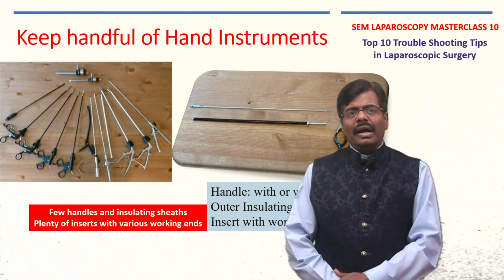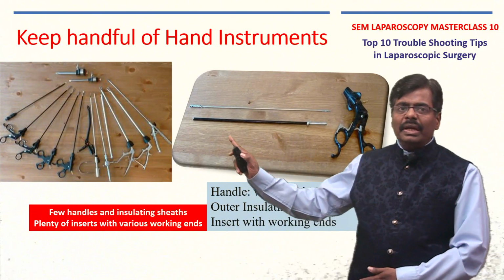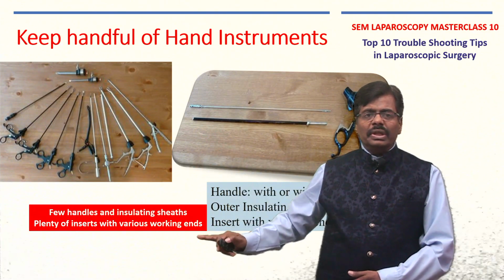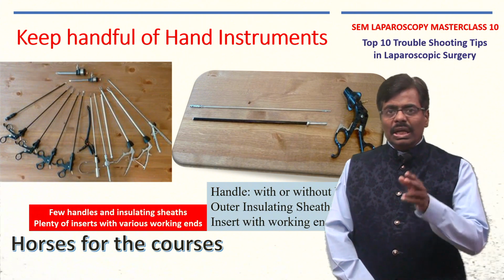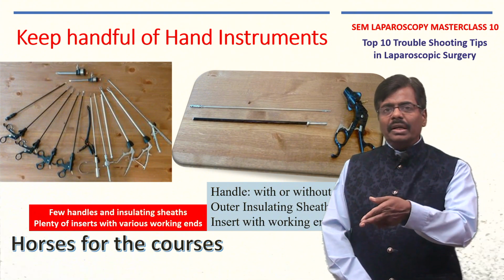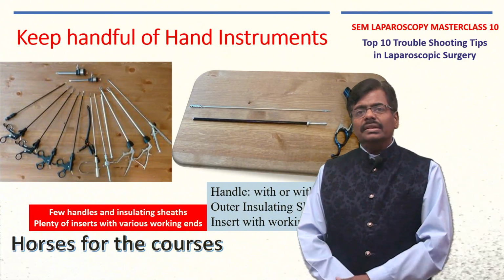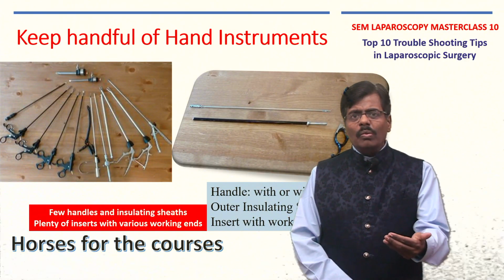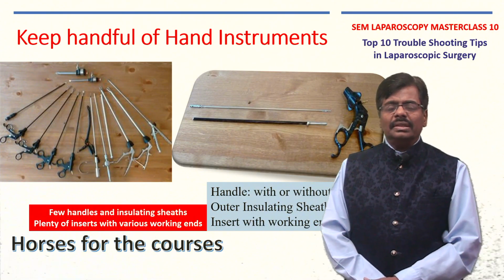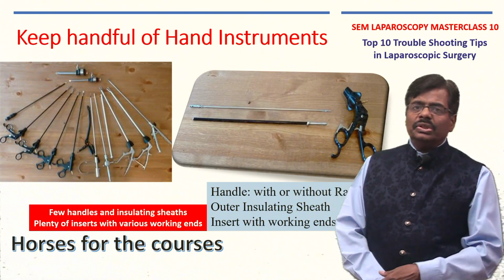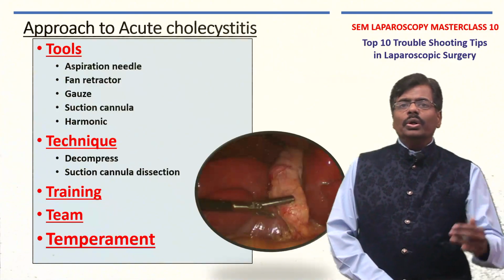And regarding the hand instruments, you should always realize that the working end is the most important thing. So, always try to get as many tools as possible, what I call horses for the courses. If it is easy, then a Maryland is enough. If it is a difficult Calot's triangle or a cystic dissection, a right angle dissector may be necessary. If it is an acute gallbladder, a suction cannula may be a good dissector to delineate the cystic duct, or a harmonic scalpel comes to the rescue in some conditions. So, depending upon the situation, you need to use the right tool.